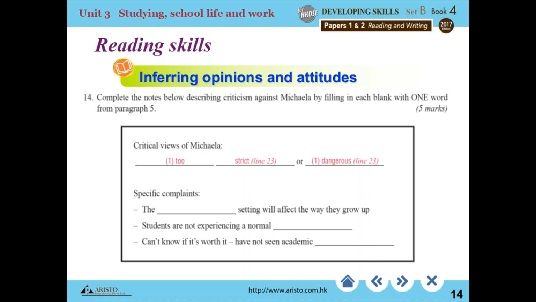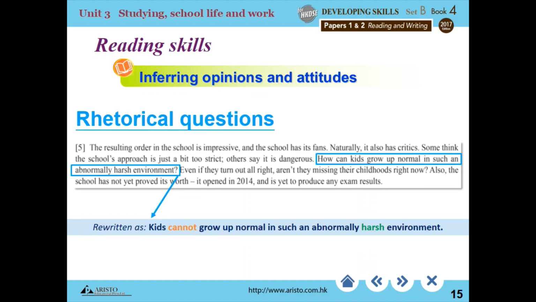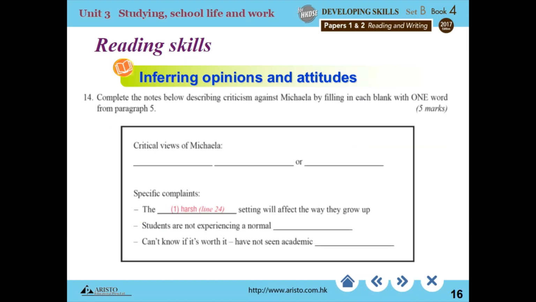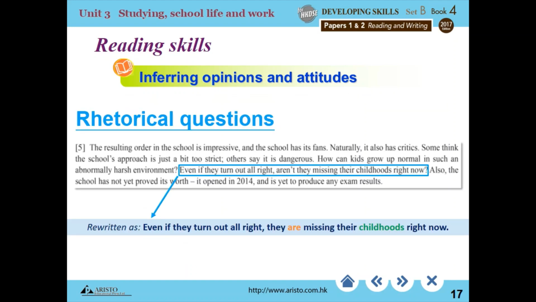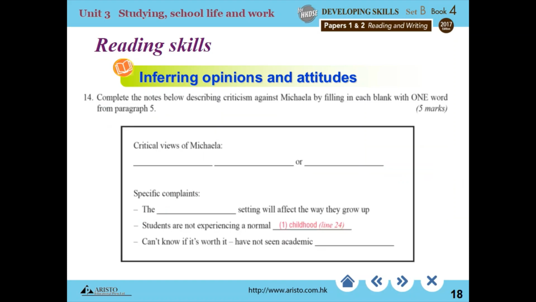So let's go back to the passage. Remember this rhetorical question? We have discussed the meaning that can be inferred from it earlier. Here, you can see that the specific complaint regarding the school environment is that it is too harsh. Therefore, the answer to the third blank is harsh. The answer to the next blank can also be found in a rhetorical question we looked at earlier. Specifically, the opinion being expressed here is that students are missing their childhoods at this school. And the answer in this blank is childhood.